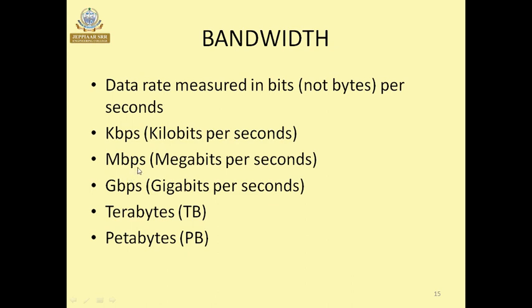1024 kilobits together make one megabit. That is megabits per second data transfer. 1024 megabits are called gigabits. That is gigabits per second. 1024 gigabits together make a terabyte, and 1024 terabytes together make a petabyte.